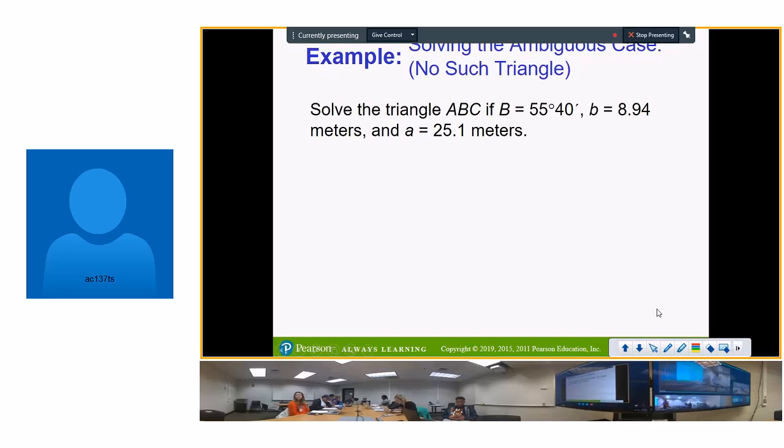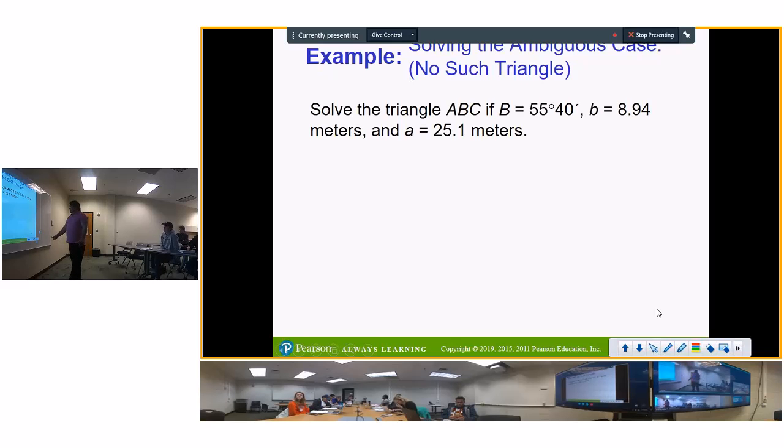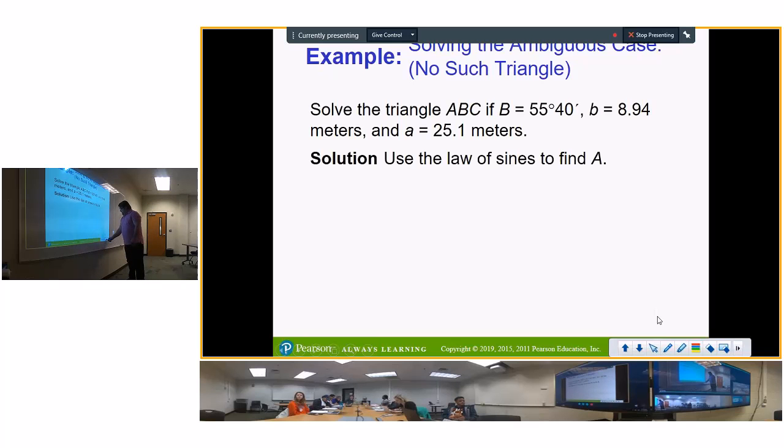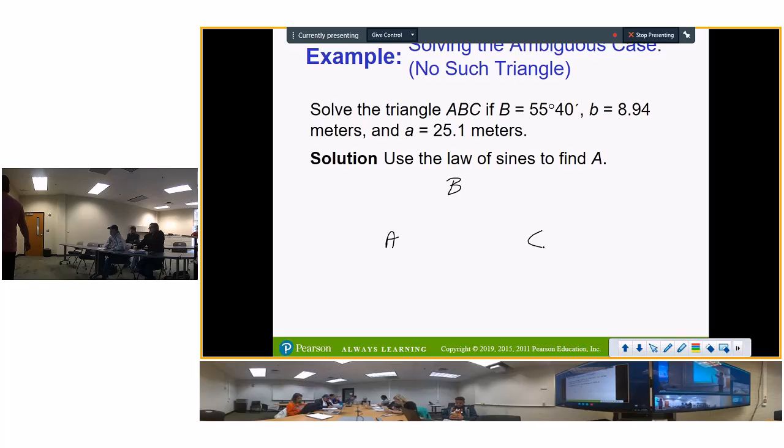Solve the triangle ABC. You don't even have any idea what it looks like. Okay? The B is what? 55 degrees. Okay, so angle B is 55 degrees, and I'm just going to put A, B, and C. That's what I usually do when I draw a picture. I read from left to right, and I put A, B, and C, and I do it in that form. Now, I know that angle B is 55 degrees.